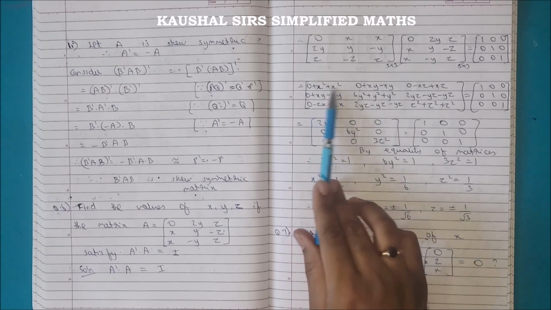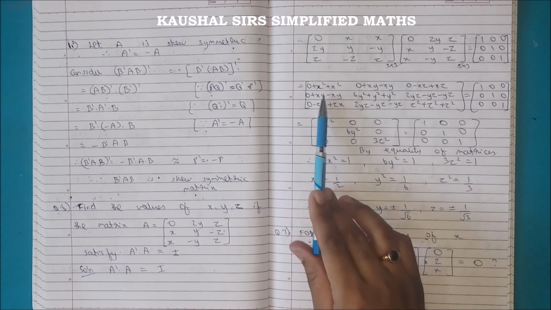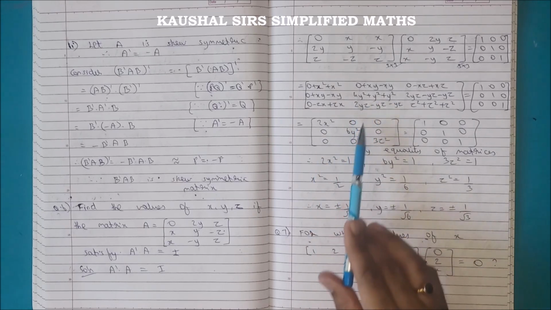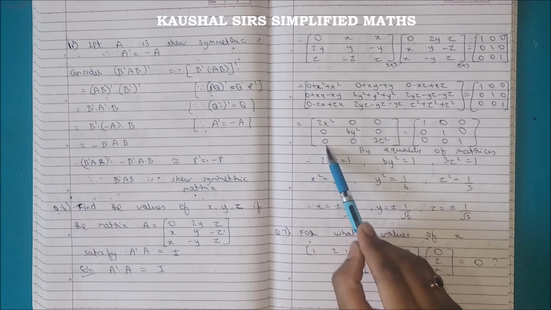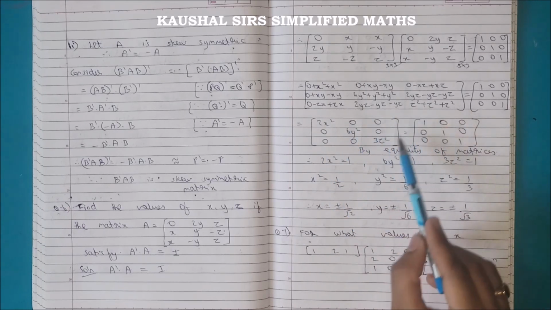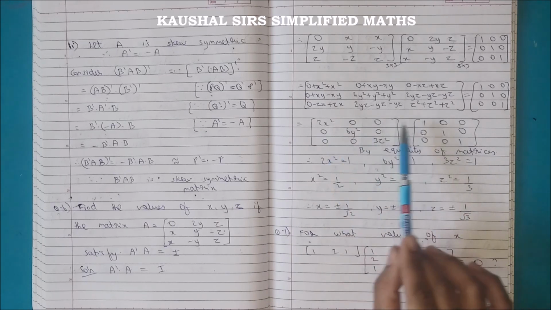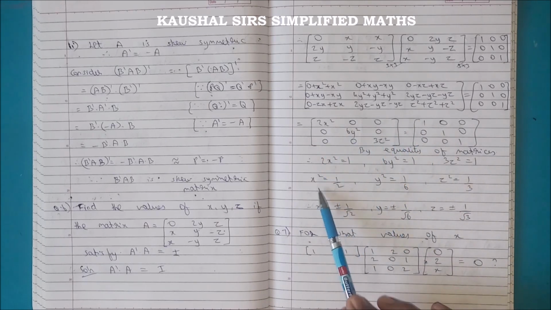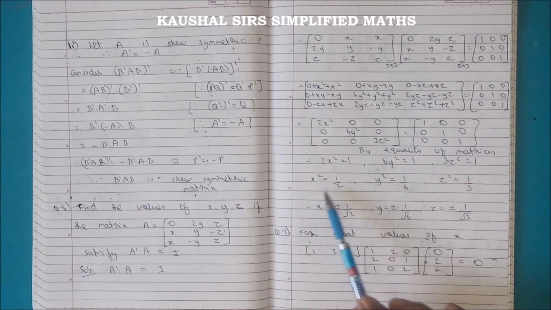Okay, so if you simplify this you get 2x square, this will cancel and become 0, this will cancel and become 0, you get your 6y square. All these terms will cancel with each other, you get 0, this becomes 0, and here you will get 3z square. Now by equality of matrices you can equate the corresponding elements. So 2x square is 1, then 6y square is 1 and 3z square is 1. So if you simplify you get x square is half, so x is plus minus 1 by root 2, y is plus minus 1 by root 6 and z is plus minus 1 by root 3.